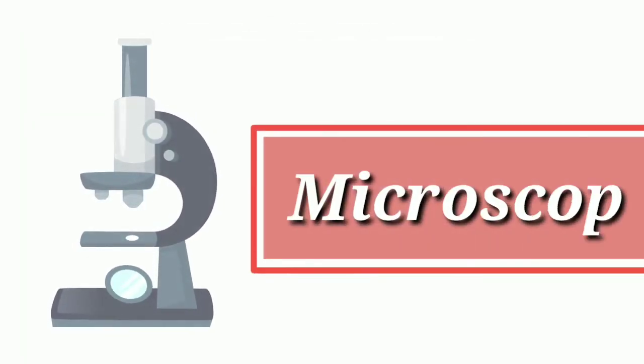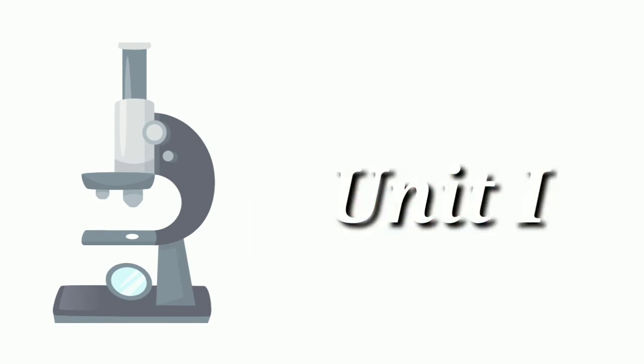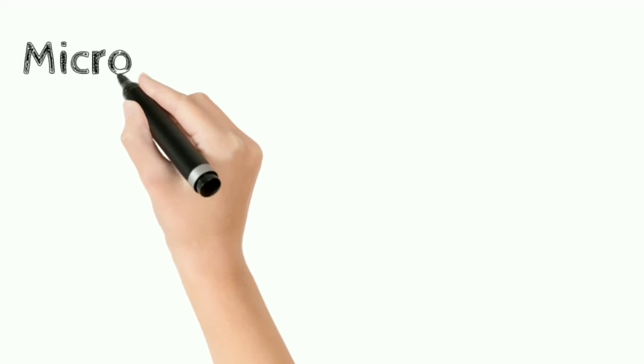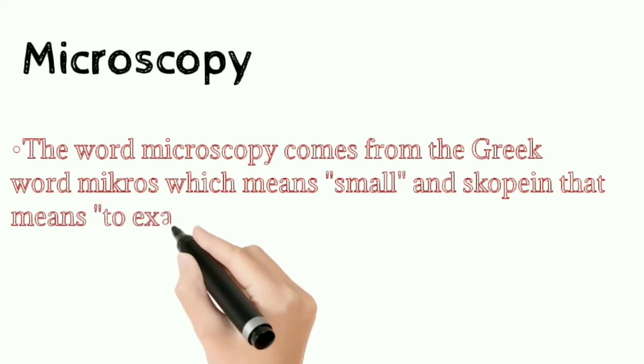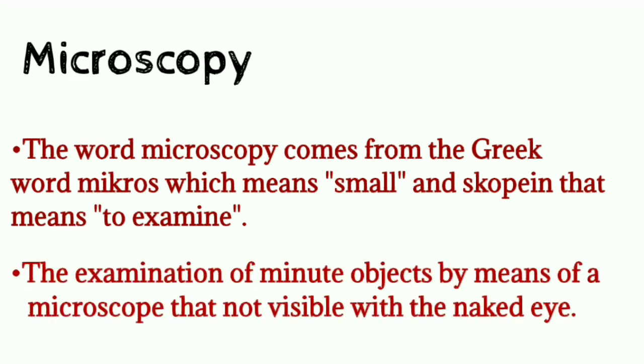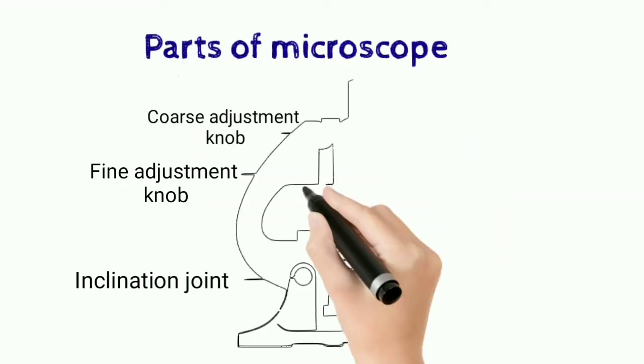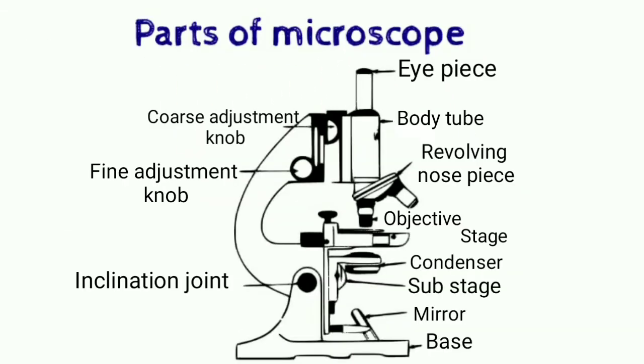Today we are going to start microscopy under Microbiology Unit 1. So what is microscopy? The word microscopy comes from the Greek word mikros, which means small, and skopein, which means to examine: the examination of minute objects by means of a microscope that are not visible with the naked eye. Before starting microscopy in detail, I would suggest you read about the parts of a microscope.